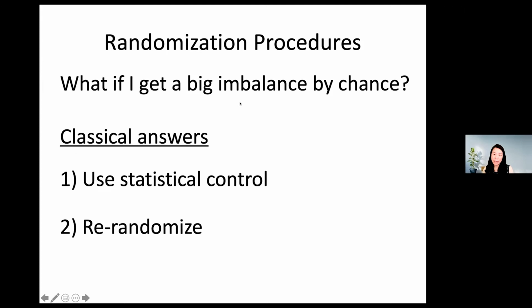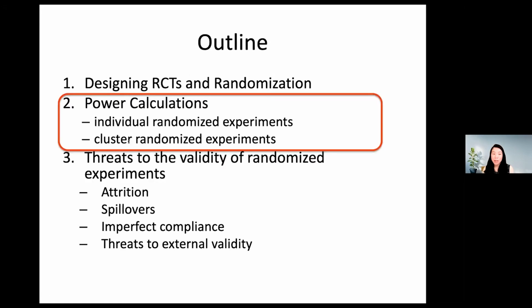So again, if you get a big imbalance, what should you do? You can add more control variables, or you can just rerun the randomization, regroup them, and try to get as many variables balanced as possible. So that's the designing phase. There are things that you should keep in mind: theory of change and randomization.